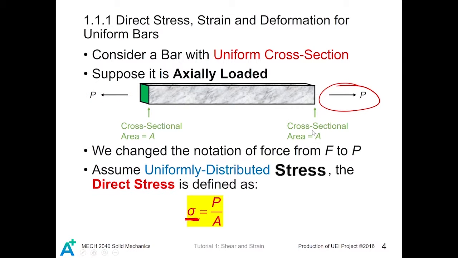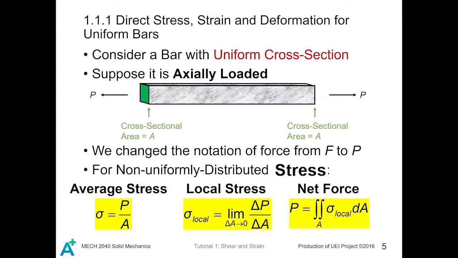Then the direct stress will be, of course, a similar definition: the force divided by the area. Notice that it has the unit of Newton per meter square. You know that the force has a unit of Newton, area has a unit of meter square, so the unit will consequently be Newton per meter square. Those formulas are very similar to what we just introduced. So you know the force is the area integral of the pressure distribution.